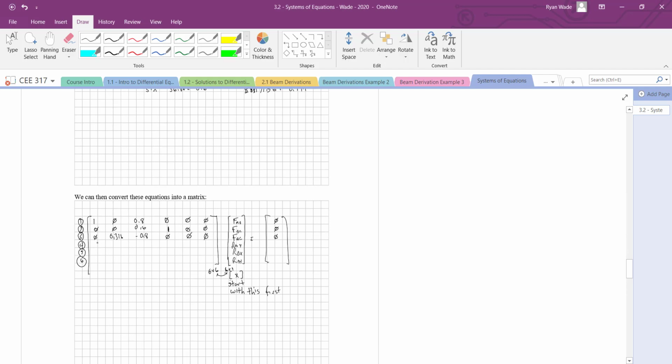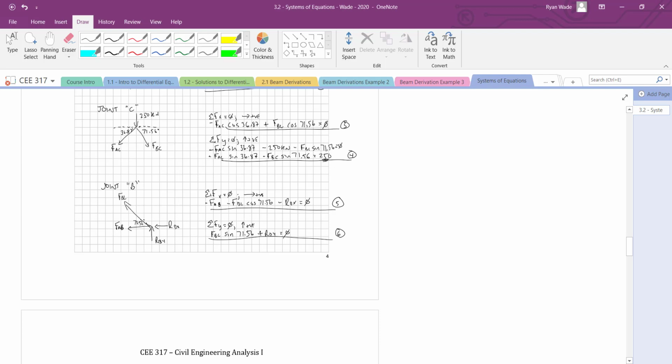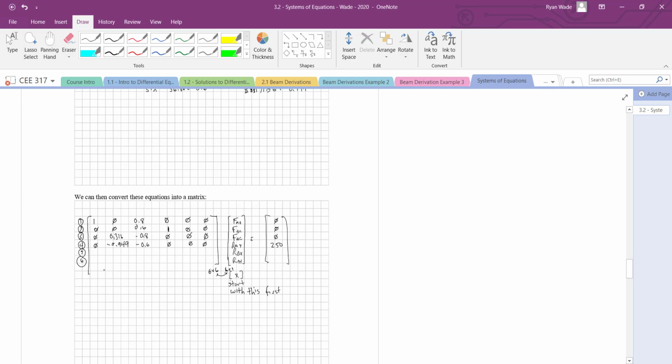The next one is going to look like this. I list zeros. So I've got another FBC and another FAC, and then the rest are zeros. But this time, this one's going to equal 250, because if I go up to equation 4 and look at my external forces, it equals 250. I'm just going to finish up the matrix here, methodically going through my formulas and making sure they correspond to the variables in the X matrix.